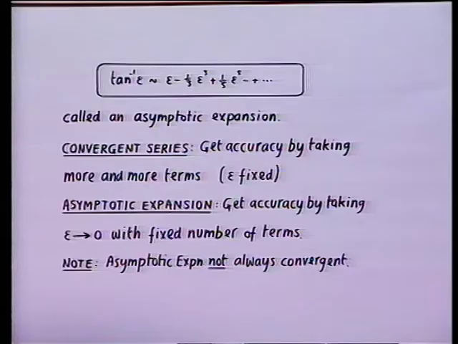Let me summarise that then. For a convergent series, you take a fixed value of epsilon and take more and more terms. For an asymptotic series, you take a fixed number of terms and let epsilon tend to 0. The particular example I've given here is both a convergent and an asymptotic series. But it's quite possible for an asymptotic expansion not to converge at all. I'll give an example of that.